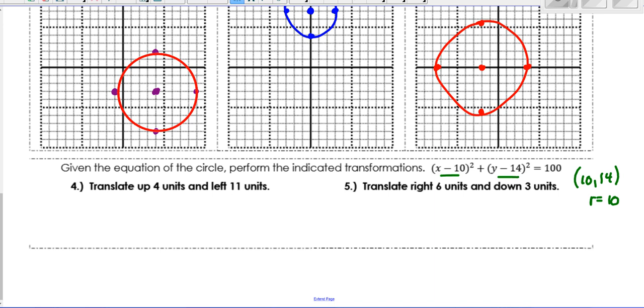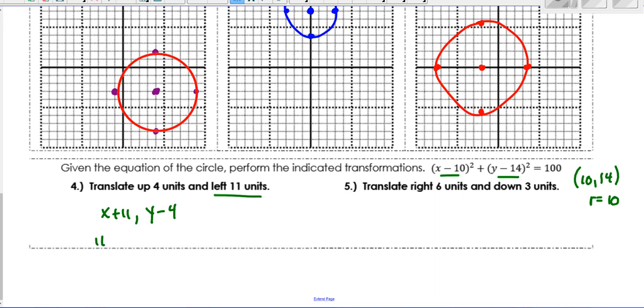Now we want to take this circle, and number 4 says we want to translate it up 4 and left 11. So I always do left to right movements first, so I know that that goes with x. So the notation that goes with left 11 would say that I want to do x plus 11. Okay, again, left, I got to do the opposite. And then translating up 4 means that it goes with my y, and up means I do the opposite, so minus 4. Okay, so then what I can do because of this notation is I can just combine with what's in my equation. So if it's saying x plus 11 and this is x minus 10, just combine.